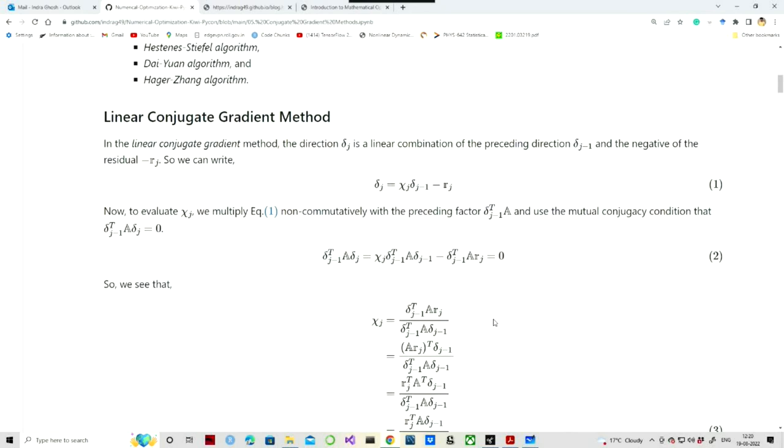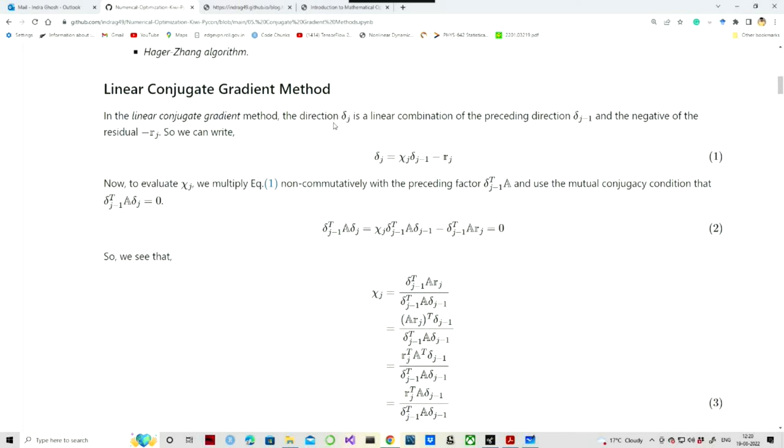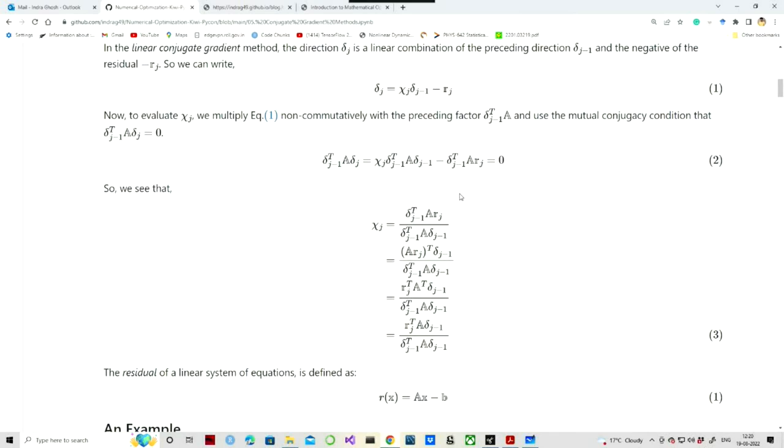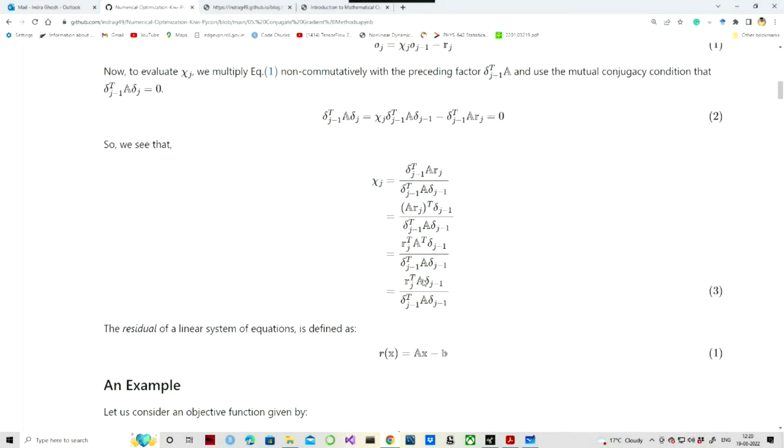And what we do here is select the direction delta j from the previous direction delta j minus 1 using this equation, where this xi j, I forgot what it's called actually, is given by this formula, where we use the transpose of the residual, the matrix A, and the direction delta j minus 1. So we need xj rx to calculate delta j.